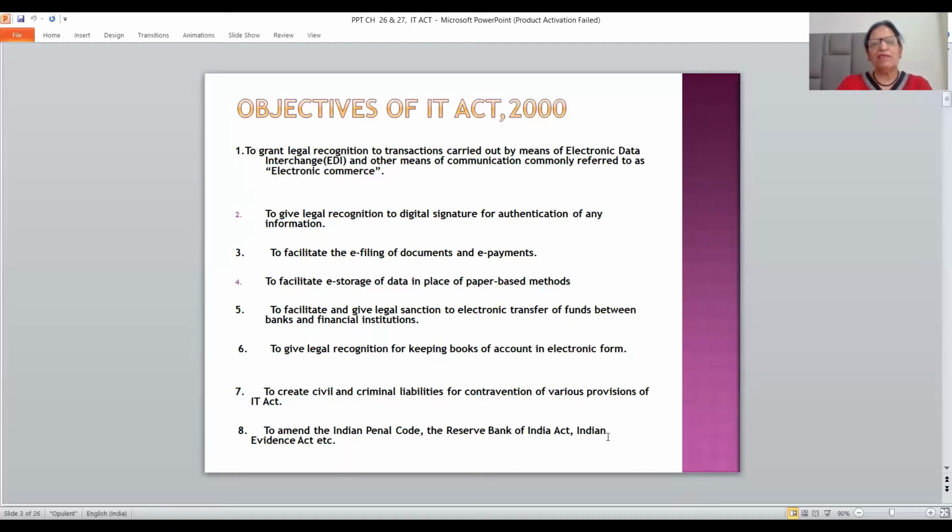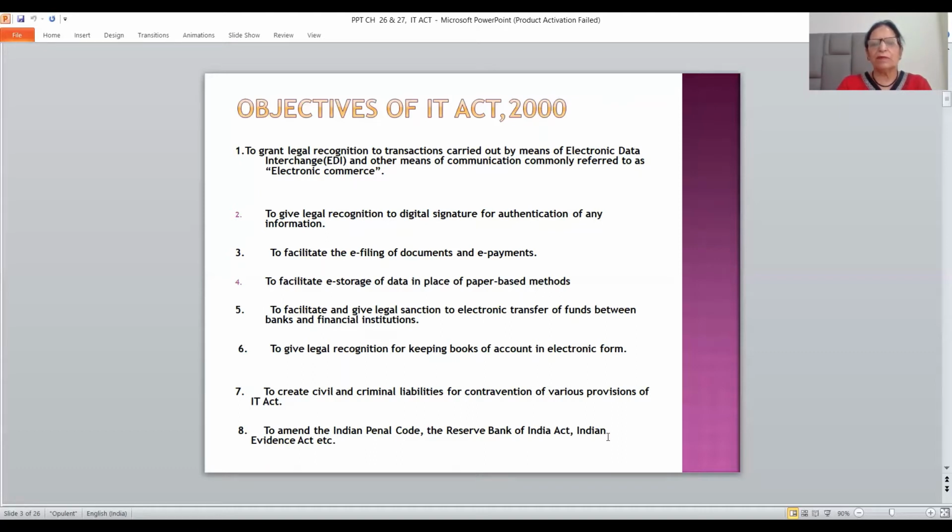In the banks or anywhere, in any office, the almirahs used to be there, where papers used to be kept in folders or files. But nowadays, everything is being stored in CPU, in folders and files. To facilitate and give legal sanction to electronic transfer of funds between banks and financial institutions. Even this transfer is being done digitally.